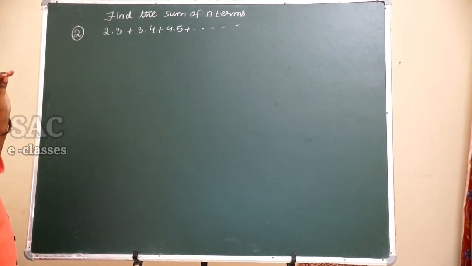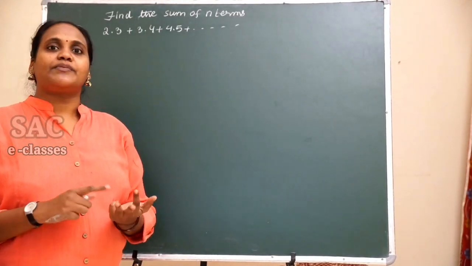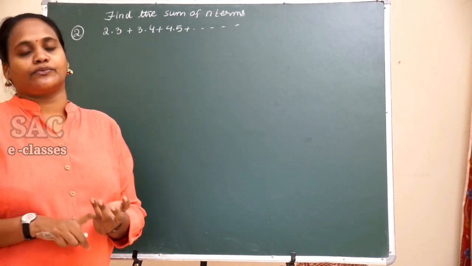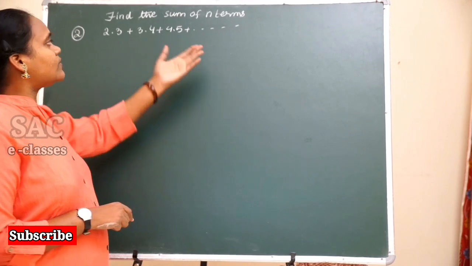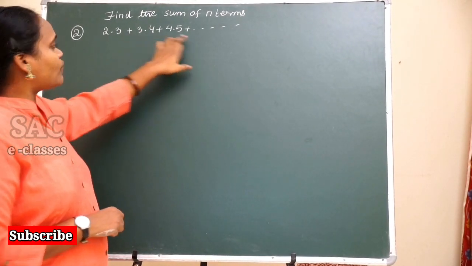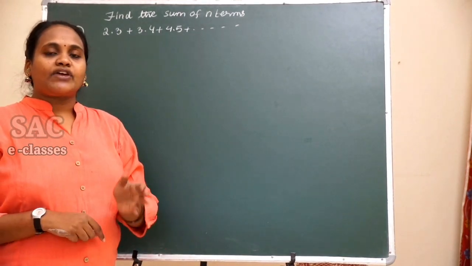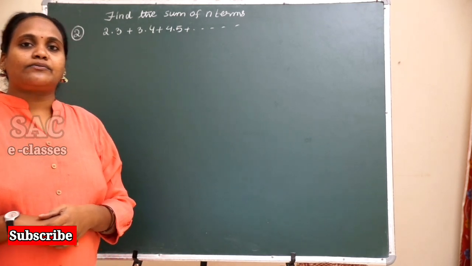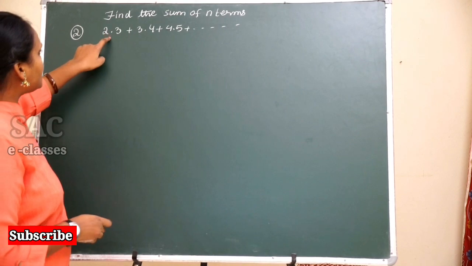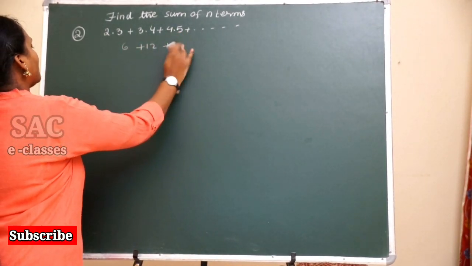If you want to find out the sum of n terms, we have a formula. If the terms are natural numbers, you can find it by using n into n plus 1 by 2. But these are not consecutive natural numbers, because 2 into 3 is 6, 3 into 4 is 12, 4 into 5 is 20. Maybe if they are in AP, we can find it by using the formula n by 2 into 2a plus n minus 1 into d. But if you observe, the terms are 6, 12 and 20.